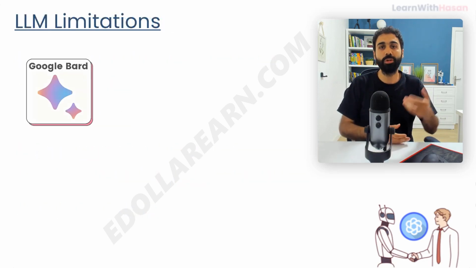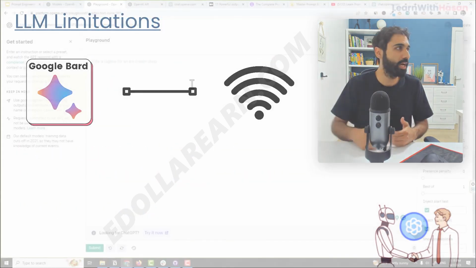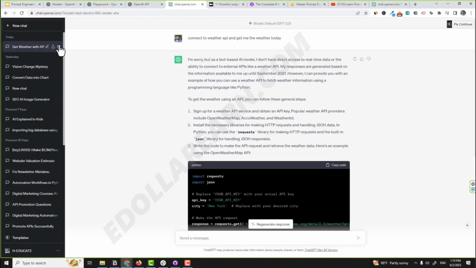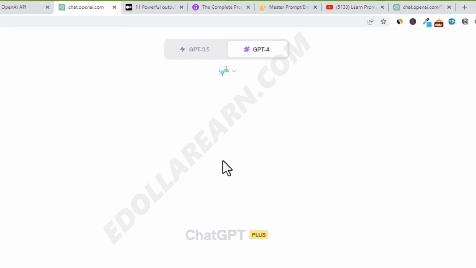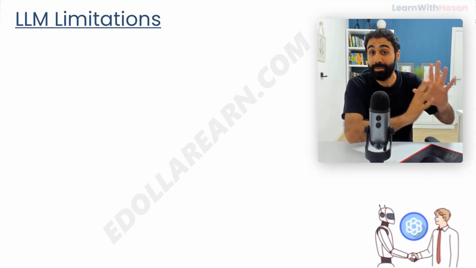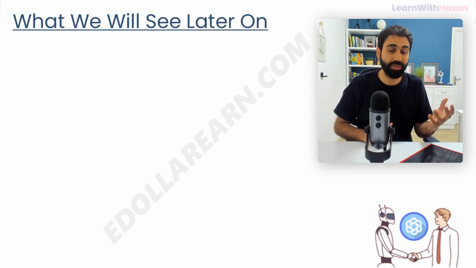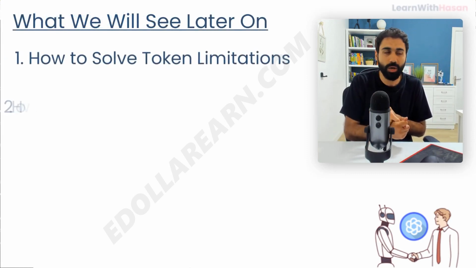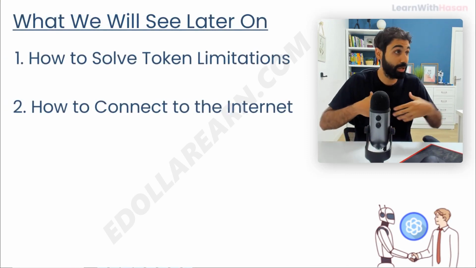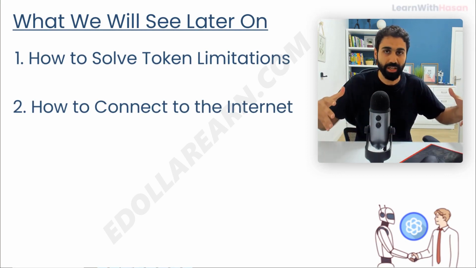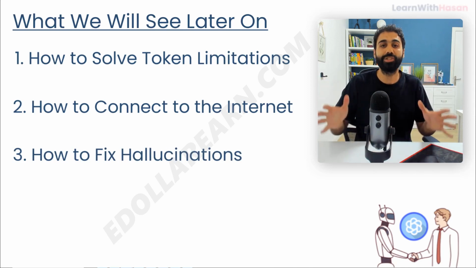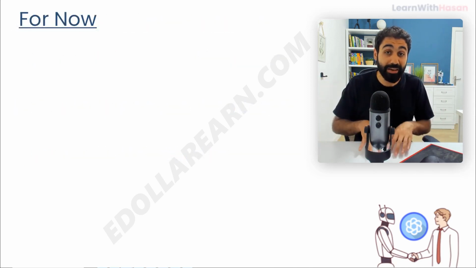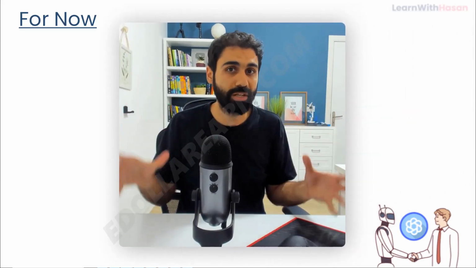I know today we have Google Bard connected to the internet. We have ChatGPT plugins. With GPT-4 here, we can select plugins to connect to services and so on. But we are talking about LLMs by default. We will see later in the course how we can solve token limitations, how we can connect to the internet by ourselves without using plugins to take control of everything. We will see how to fix hallucinations with some prompt optimizations and so on. But for now, understand that every language model has in general by default these 4 limitations or problems.